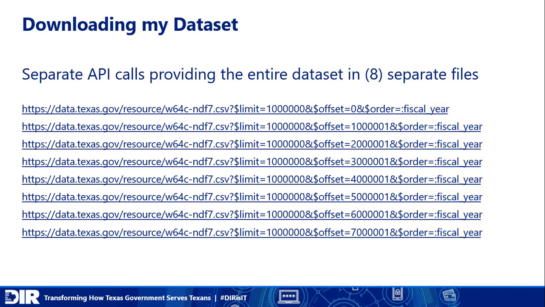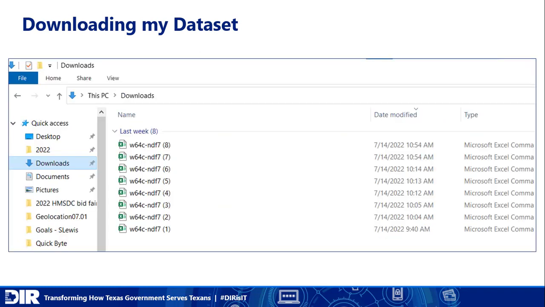The first URL, it will download 1 million rows starting at the beginning. My second API query, or the second URL, will start at row 1,000,001 and download the next 1 million rows, and so on. By entering each API into my web browser, I can automatically download each part of this dataset very quickly.